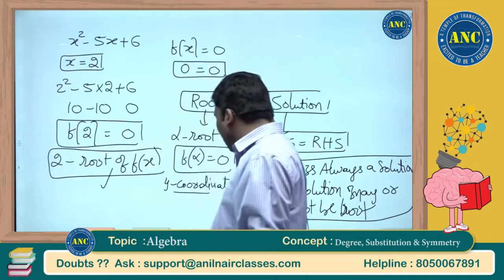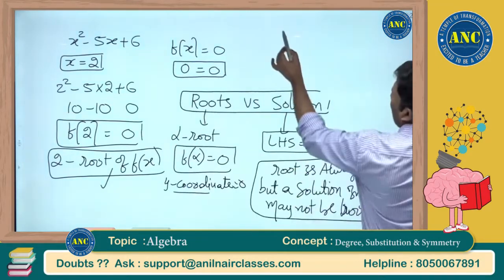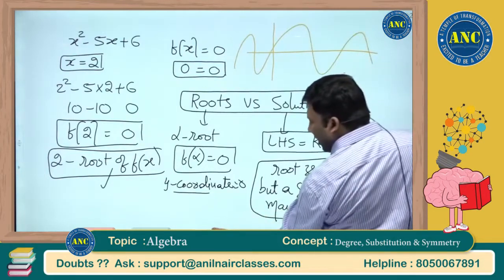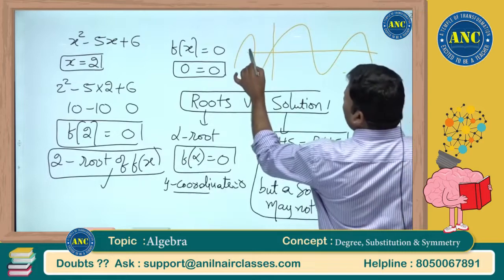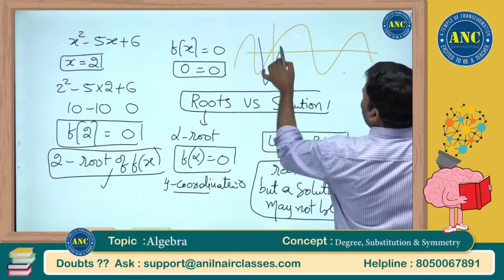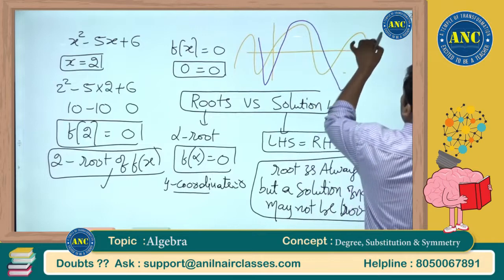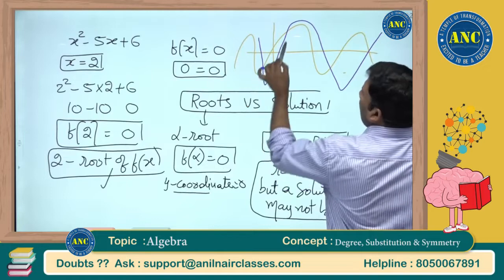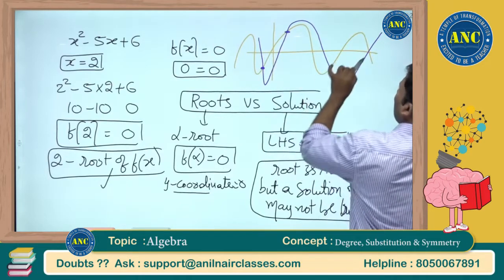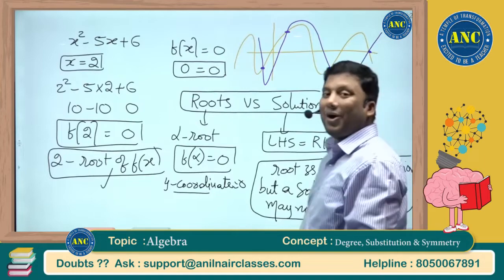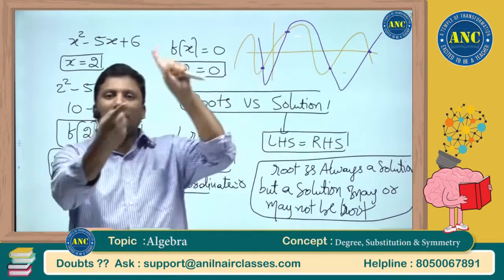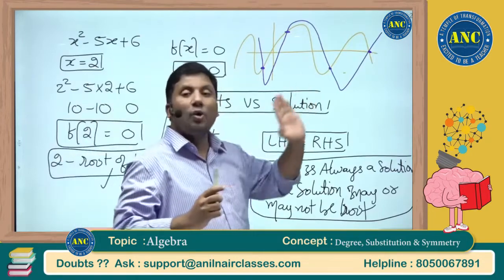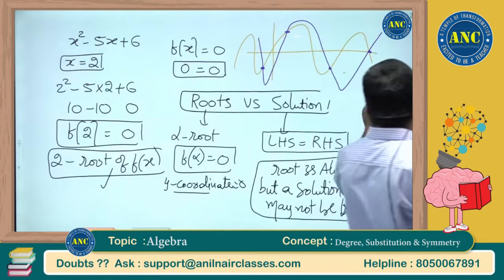Just I will spend one more time. Now see here, if there are two graphs, one graph is like this, one graph is like this. If I take another graph like this, how many times are they intersecting? One time, twice, third, fourth. So totally how many solutions are there? Two graphs intersecting at a point is called a solution. So 4 times they are intersecting.